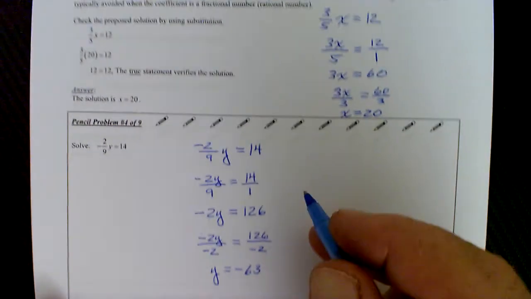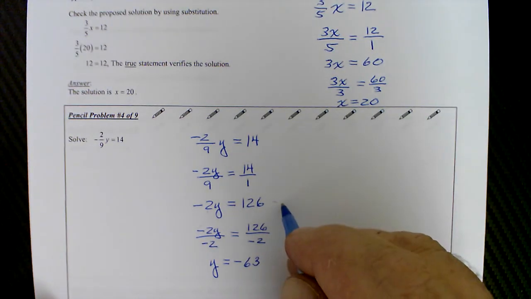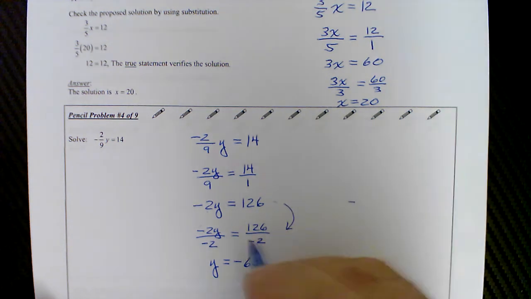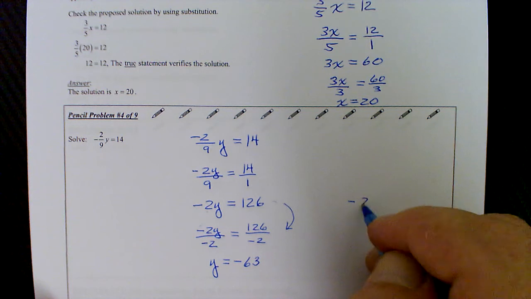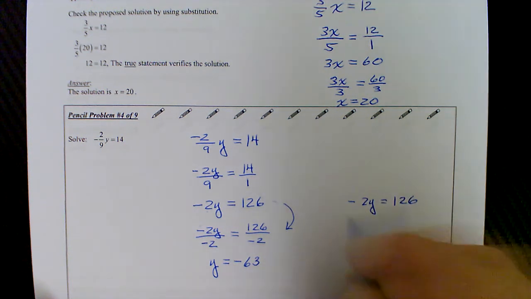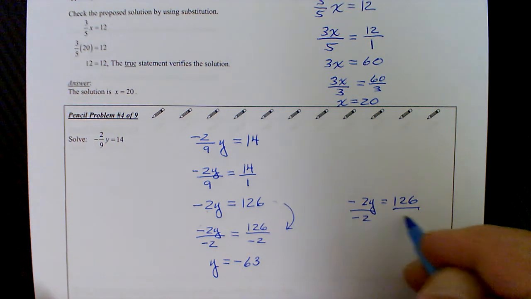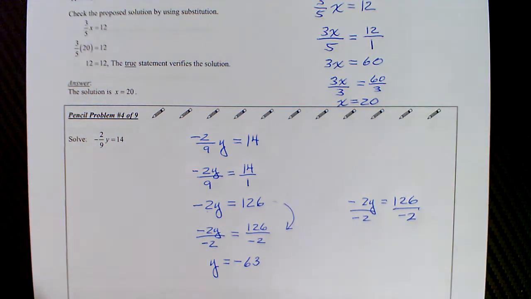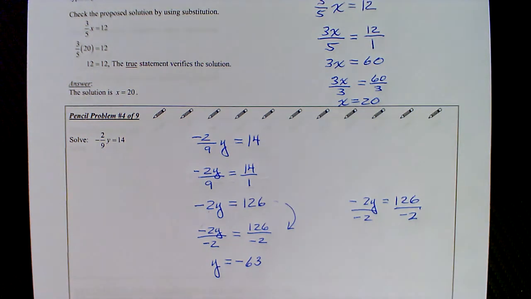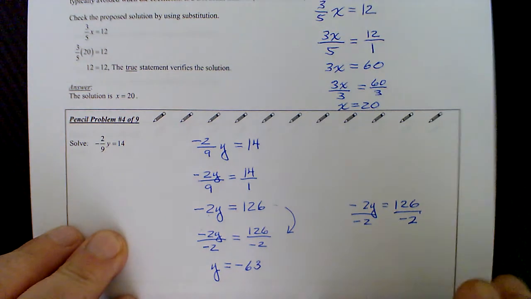As I've said before, from this step to this step, most people will just skip this extra step that I wrote here, and when they have negative 2y equals 126, they'll just instinctively jump in there and write divided by negative 2, divided by negative 2. If you're comfortable with that, that's fine. It just means you're becoming proficient.